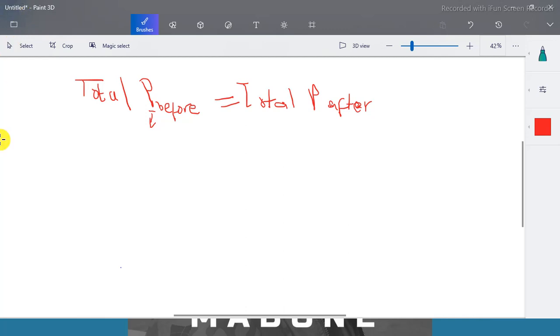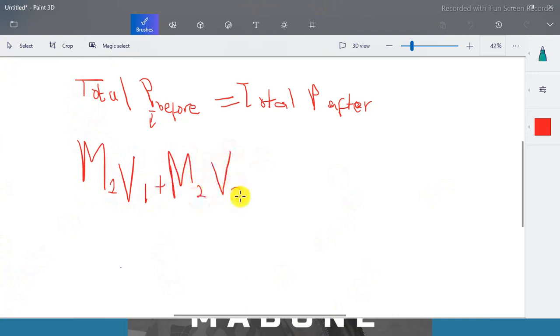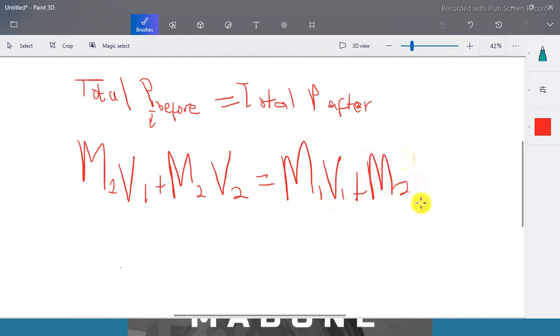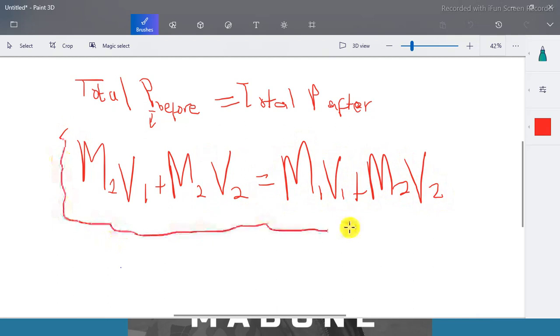this is what I have to do. So total P before and total P after is given by m1 v1 plus m2 v2 is equal to m1 v1 plus m2 v2. Okay, guys. Now, please look at this formula.